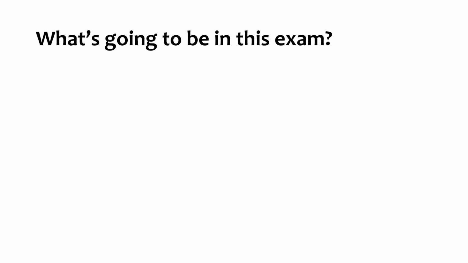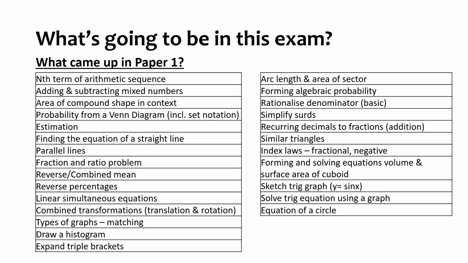In some cases, yes. And obviously the examiners can do what they want. But in some cases, there are topics that come up every year. And if we haven't seen them yet, we can be more confident that they will come up in paper 2 or paper 3. So what came up in paper 1? This is a list of everything that came up in paper 1.